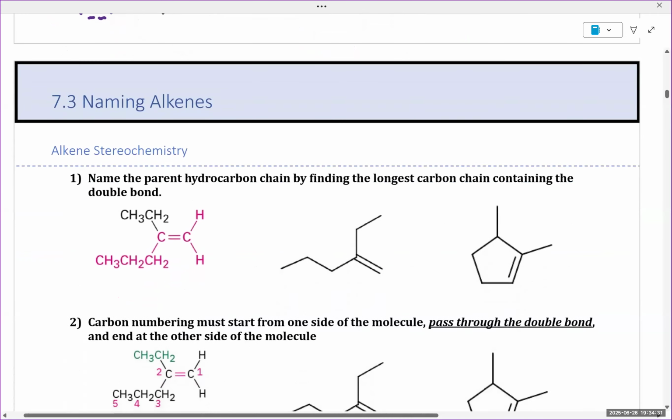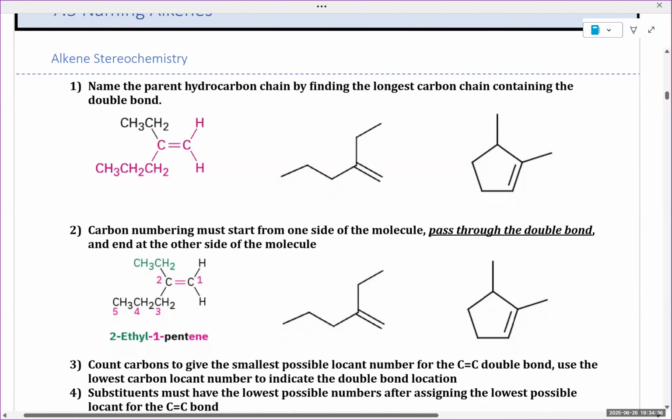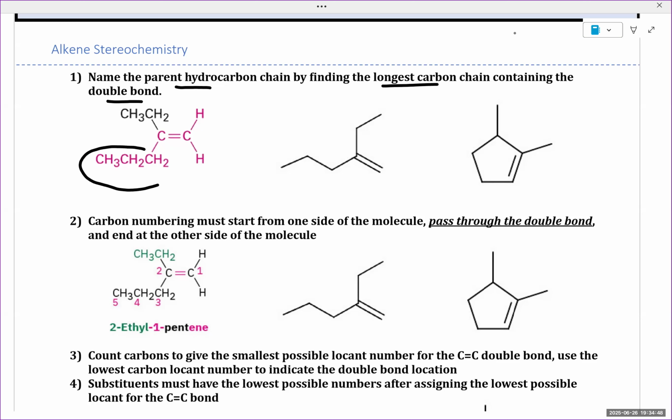Okay, so as we're talking about alkenes, it's important to talk about alkene nomenclature. So when naming alkenes, you're going to name the parent hydrocarbon chain by finding the longest carbon chain containing the double bond. So in this case, as we can see on the left, we find the longest carbon chain containing the full carbon-carbon double bond. So this has 1, 2, 3, 4, 5 carbons. So this would be a pentene carbon chain. By the same token, if we look at this molecule here, we're going to identify the longest chain that contains our double bond. So it would be this chain here.